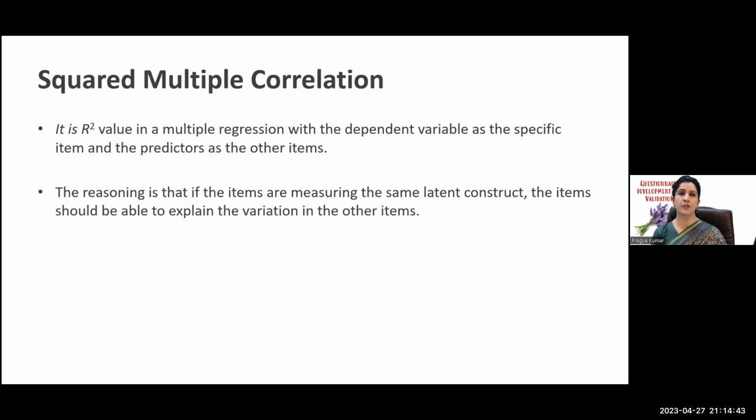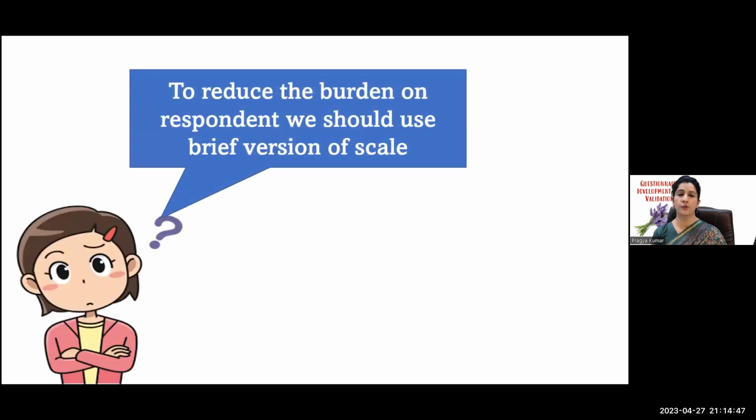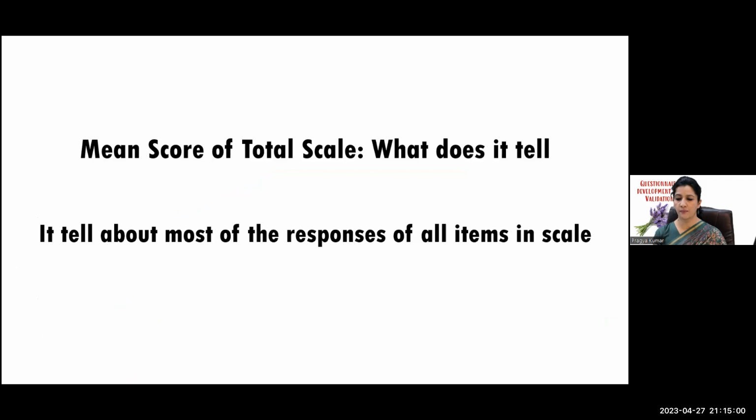And then there is something known as the squared multiple correlation. Maybe this will not come. To reduce the burden on the respondent, should we use the brief version of the scale? We have discussed this, that there should be a balance between the respondent burden and the loss of reliability.